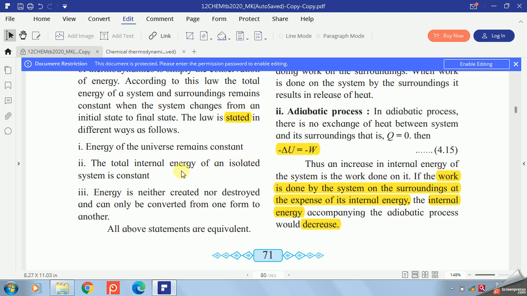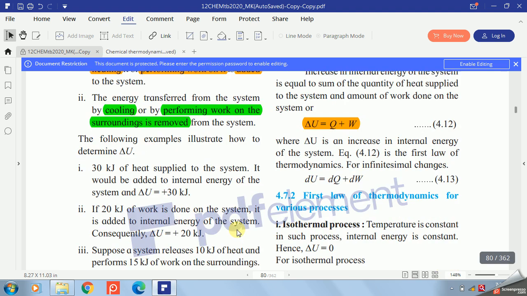Then total internal energy of an isolated system is also constant. Then energy can neither be created nor destroyed, and it can only be converted from one form of energy into another form. So the third statement is familiar to you.